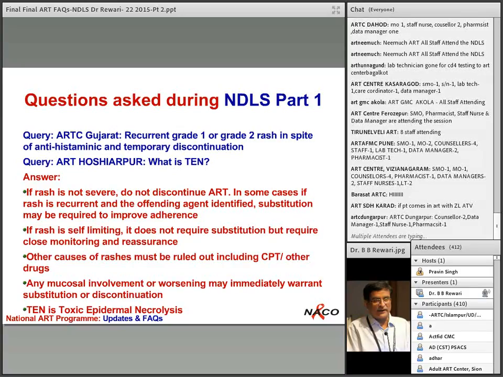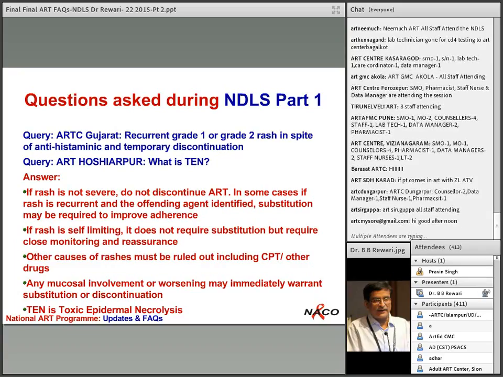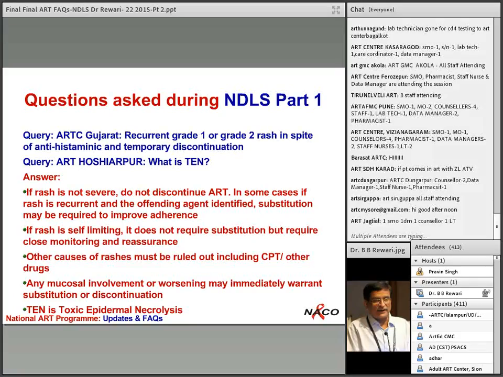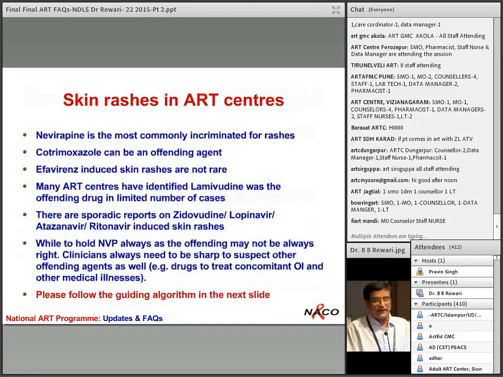We also have to keep in mind other causes of rash, which could be CPT, or other concomitant drugs the patient is taking. But again, we have to be very careful in the grading, and we have to see if there is any mucosal involvement of oral mucosa, eyes, or worsening of the rash. This may immediately warrant substitution or discontinuation. TEN is basically toxic epidermal necrolysis, which is a grade 4 rash.